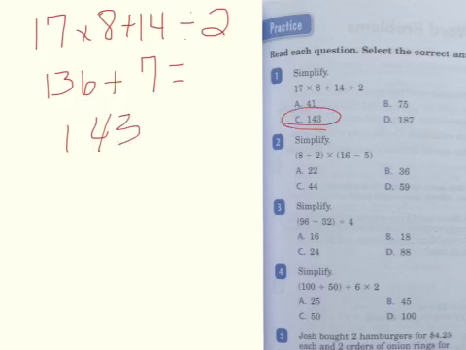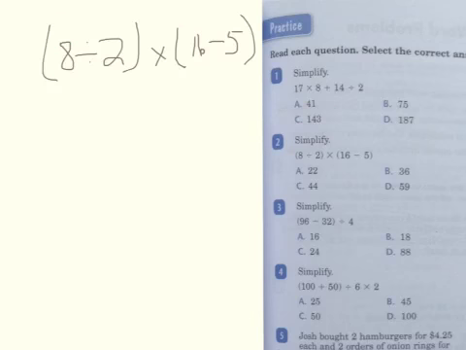Let's look at number 2. First off, we're going to complete the operation within the parentheses first, and then we're going to multiply. So 32 divided by 8 is going to give us 4, and then 16 minus 5 is going to give us 11. And then we're just going to multiply. 4 times 11 is 44. So number 2 is C.